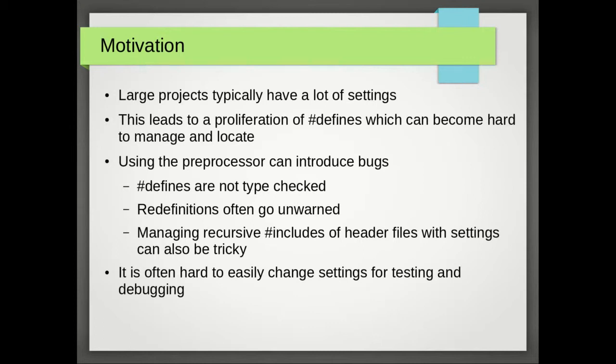And also just managing nested includes of header files in general can be tricky when you've got a lot of pound defines in them. And for a project like our robot simulator, that is definitely the case. And also, if you want to test or debug something and quickly change one of those things, you basically have to open up the header file, find it, edit it, compile, run, and change it back, and then recompile again, which is really a lot of hassle.